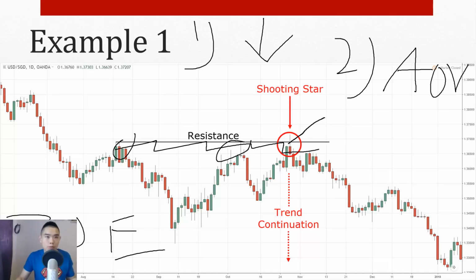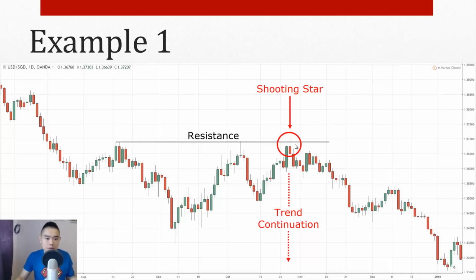So can you see that now you're not trading candlestick patterns in isolation? Now you're trading candlestick patterns in the context of the market, based on market structure, based on the trend. This actually increases the probability of your trade working out. So you can see that over here, the shooting star occurred at resistance in a downtrend, and the market did continue to slide lower.